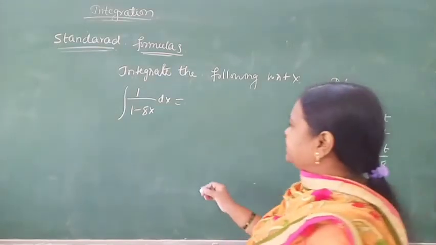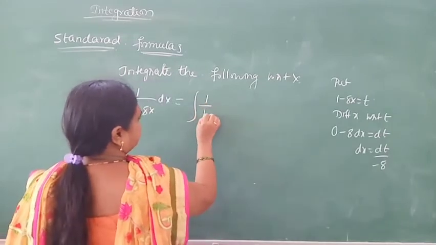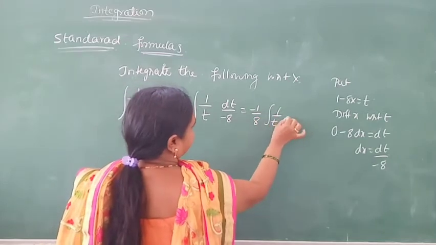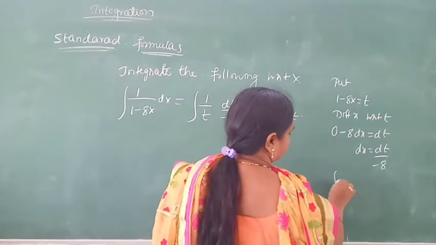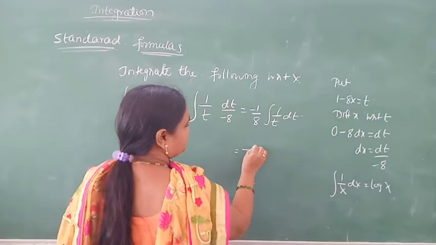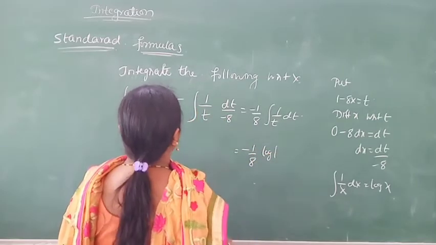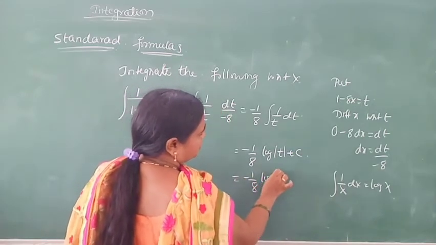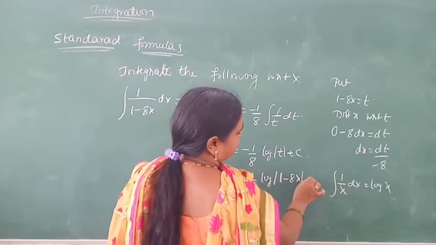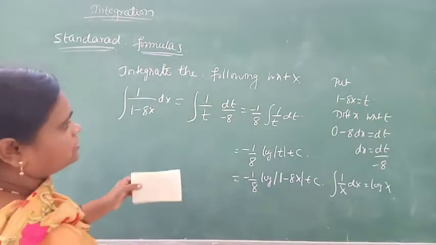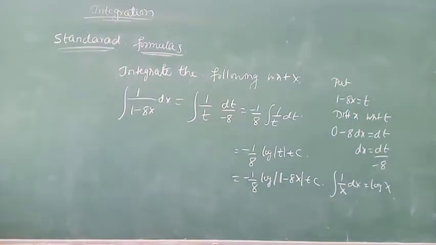Then we get integration of 1 by t dt by minus 8, or minus 1 by 8 integration of 1 by t dt. And we know that integration of 1 by x dx has the formula log x. Therefore, we apply this: minus 1 by 8 log of modulus of t plus c. What is your t? 1 minus 8x, plus c. See, in log we always take the modulus. This is how we can calculate using the method of substitution.